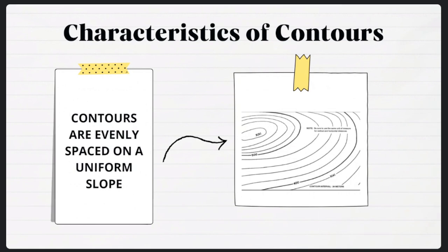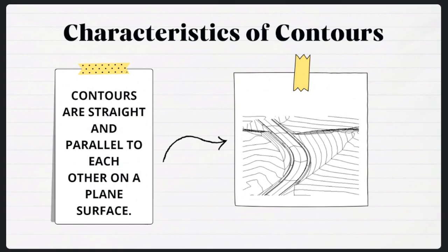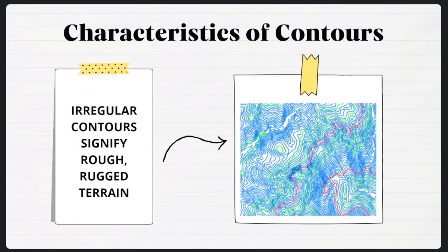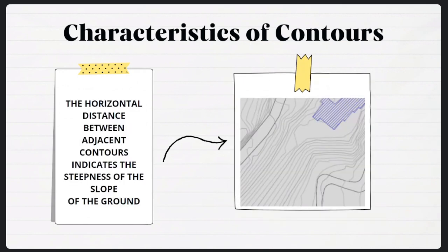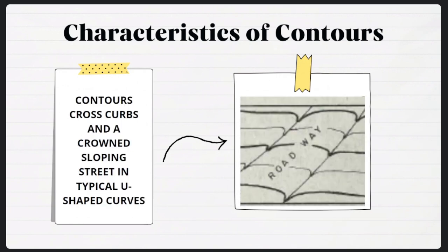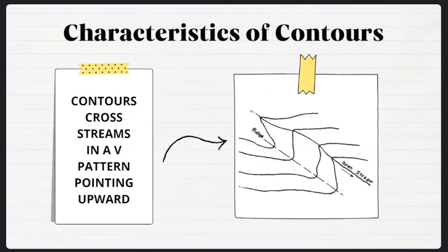5. Contours are evenly spaced on a uniform slope. 6. Contours are straight and parallel to each other on a plane surface. 7. Irregular contours signify rough, rugged terrain. 8. The horizontal distance between adjacent contours indicates the steepness of the slope of the ground. 9. Contours cross a crowned sloping street in typical U-shaped curves. And 10. Contours cross streams in a V pattern pointing upstream.